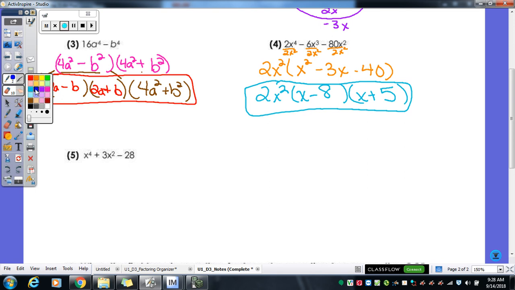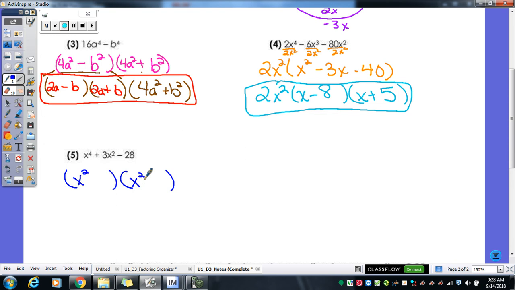All right, number 5. Do we have a GCF? Nope. Do we have 2 terms? Nope. So that means we're going to try trinomial factoring. So I'm going to set up my 2 sets of parentheses. So we'll have x squared and x squared, because it started as x to the 4th, so I divide that in half, x squared, x squared.